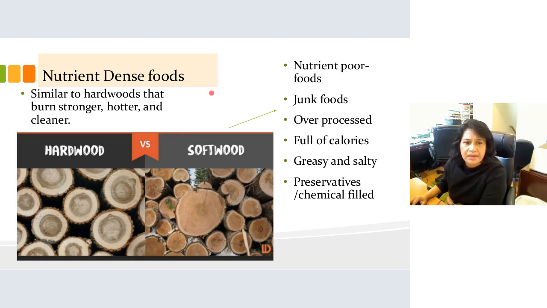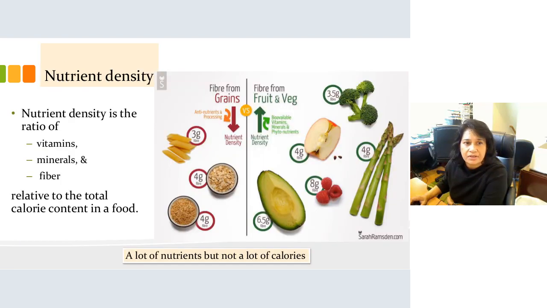Nutrient-dense foods, think about it as hardwood versus softwood. Hardwood are your nutrient-dense foods. These are the foods that will allow your body to burn stronger, hotter, and cleaner per 100 calories of whatever that you eat, versus your softwoods, which are your nutrient poor foods, which are your junk foods, your overprocessed foods, your foods that are full of calories, grease and salt, that are full of preservatives and that are chemically filled.